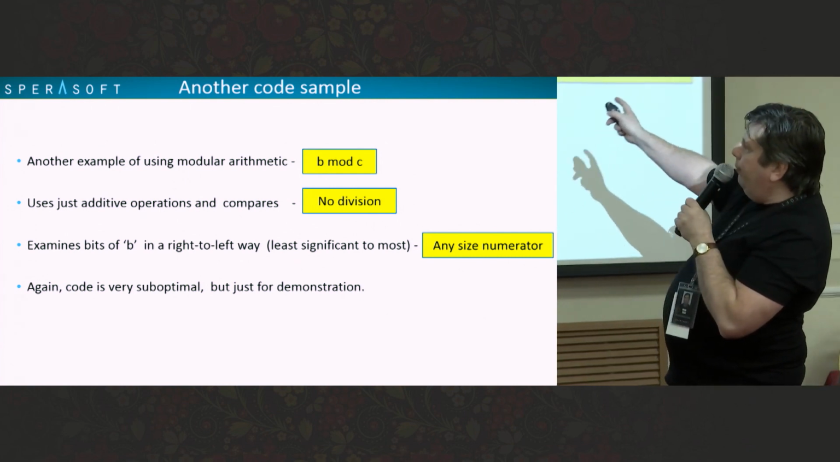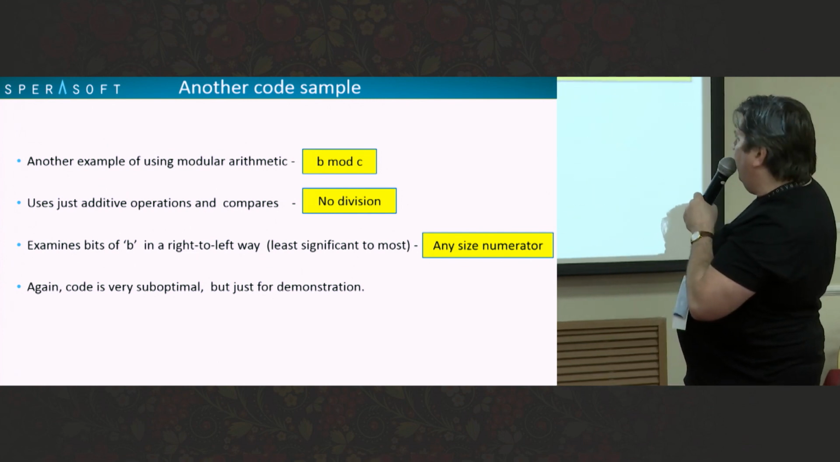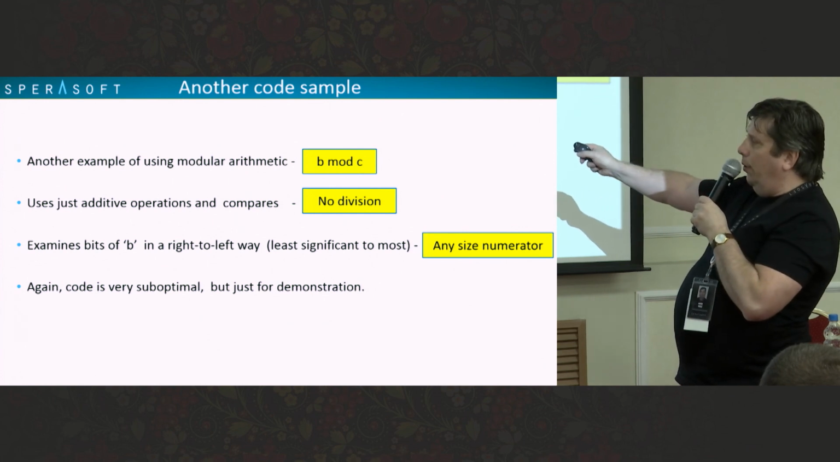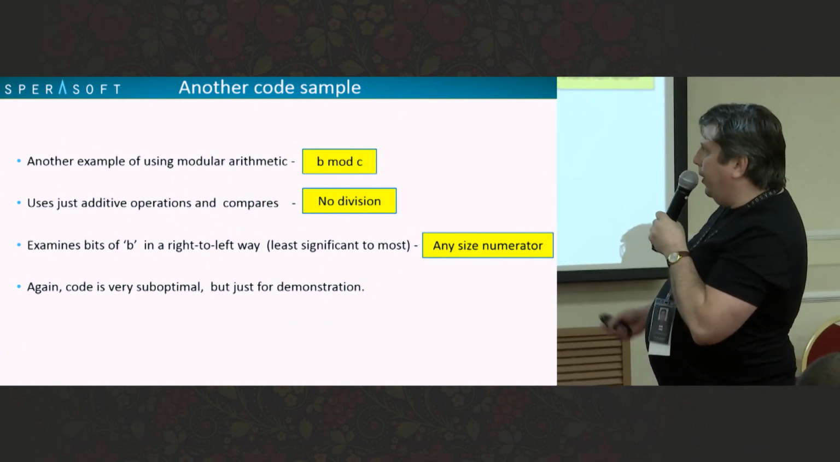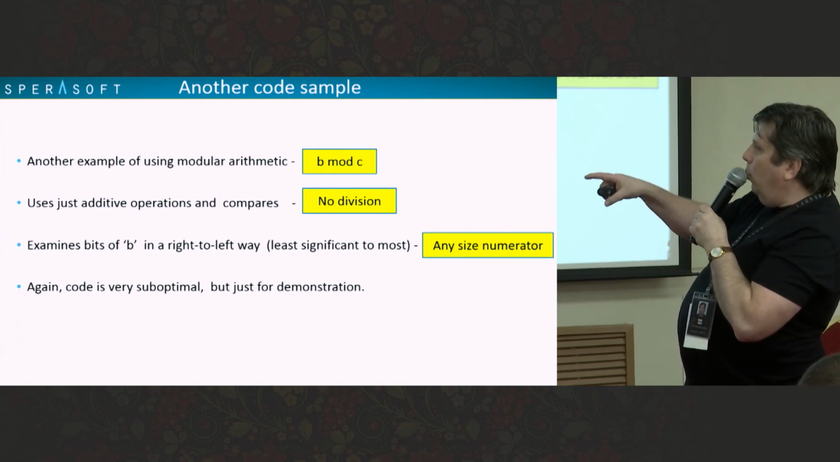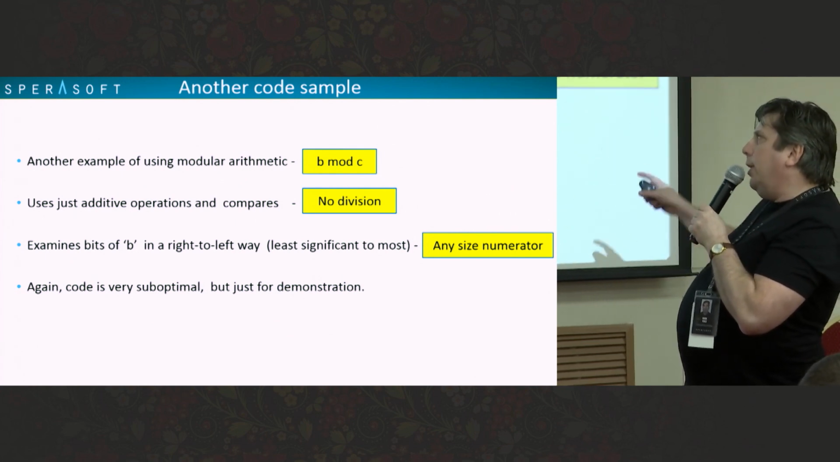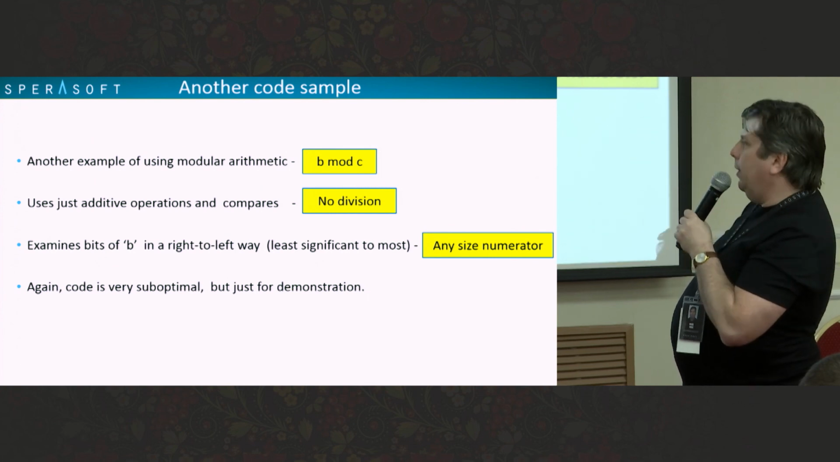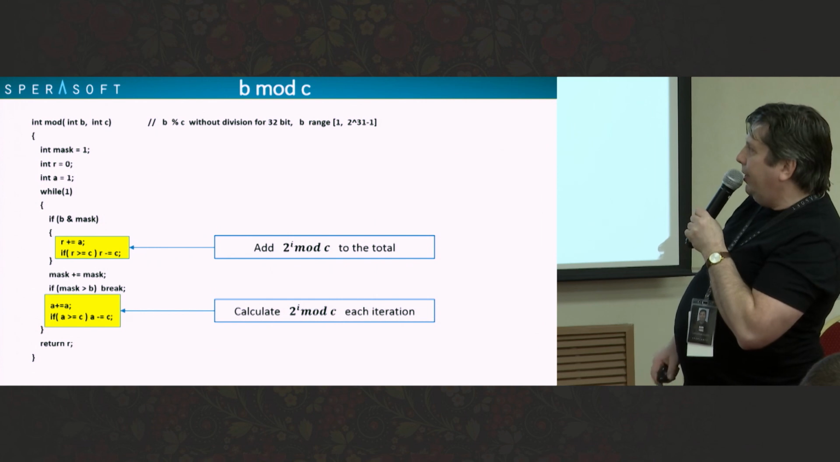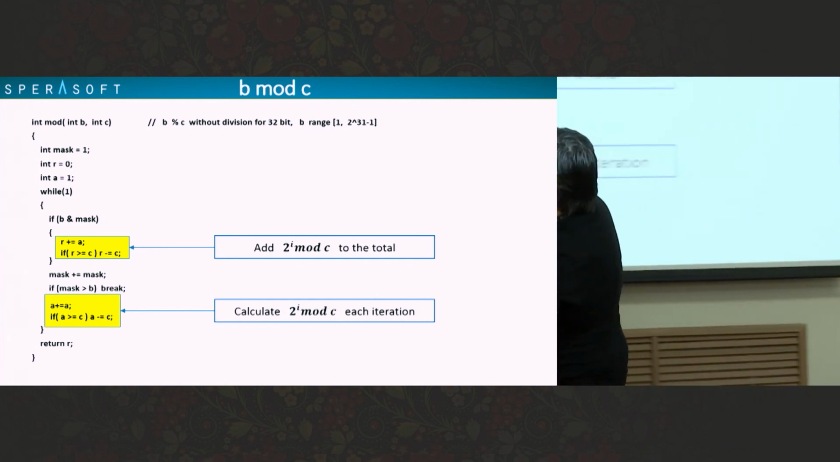But because we work from right to left across the bits, this implies that we can do this for any size integer we want. There's no real restriction. We don't have to use just one word, because we're not looking most to least. We're looking smallest to biggest. And again, this comes out as something like this. Again, we end up with a loop.